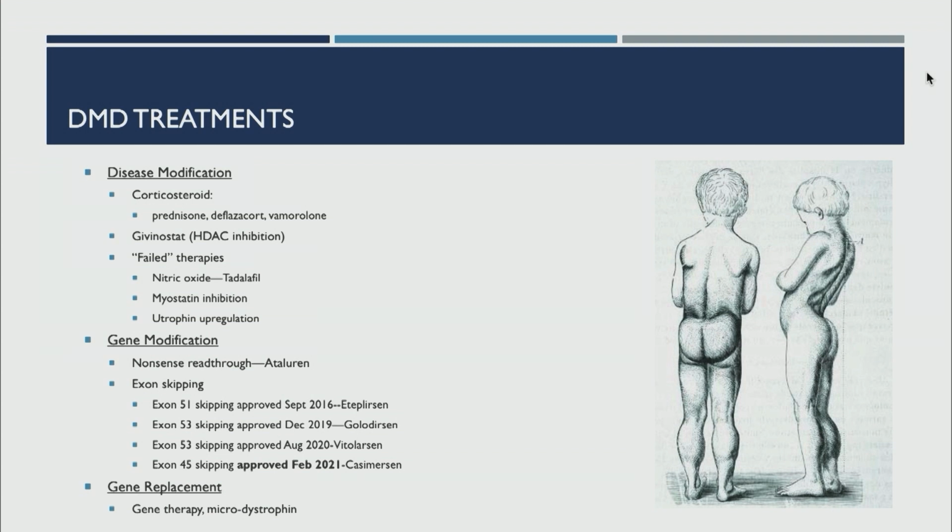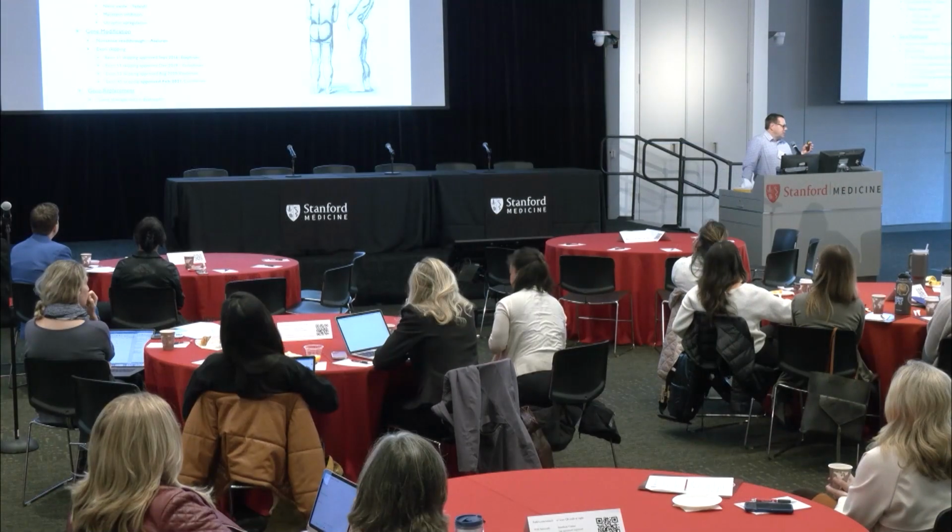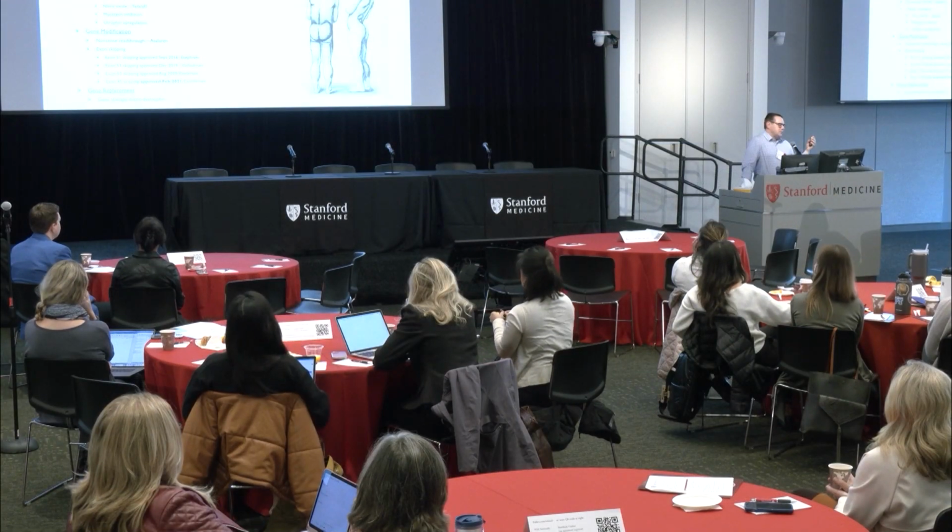And we have a number of so-called failed therapies. These are just trials we've been a part of at Utah: a tadalafil trial, a myostatin trial, a utrophin upregulation trial. There's lots of different ways to try to modulate progression of this disease, and some have been more successful than others. Even these so-called failed therapies may have a role as we can start treating the underlying genetic problem and then perhaps go back to some of those things, which weren't all bad ideas.